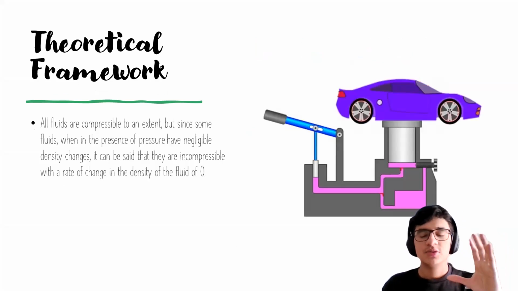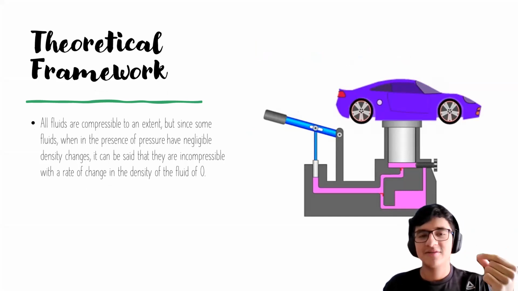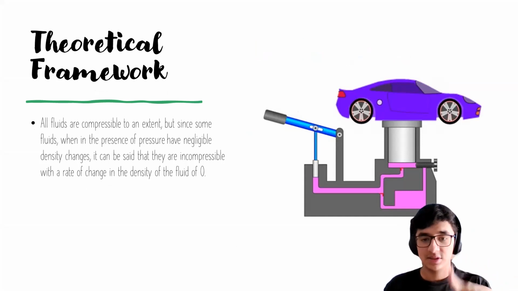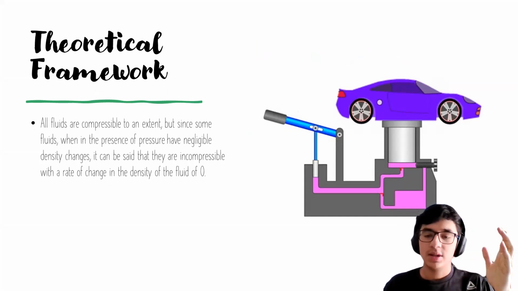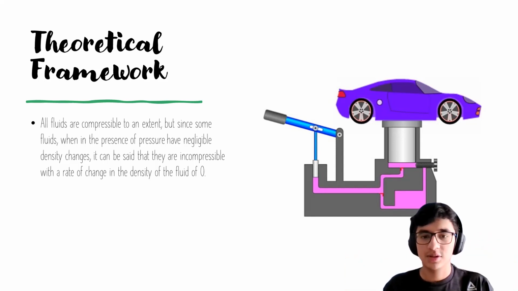So, all fluids are technically compressible, but some have an almost infinitesimal amount of density change when in the presence of pressure. And when this happens, you can say that the rate of change in density of a fluid is zero. So when a fluid is under pressure, the pressure expands in the chamber with the same amount of force, but if the area is different, the forces will multiply.